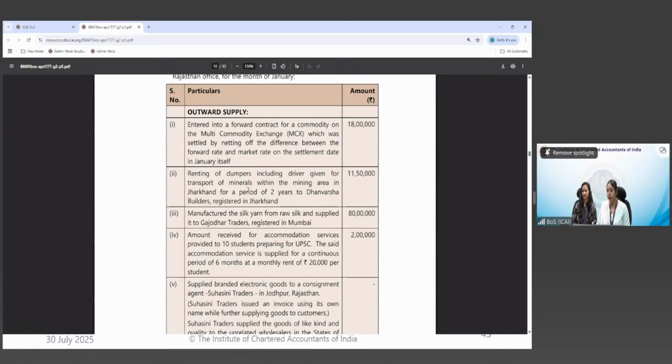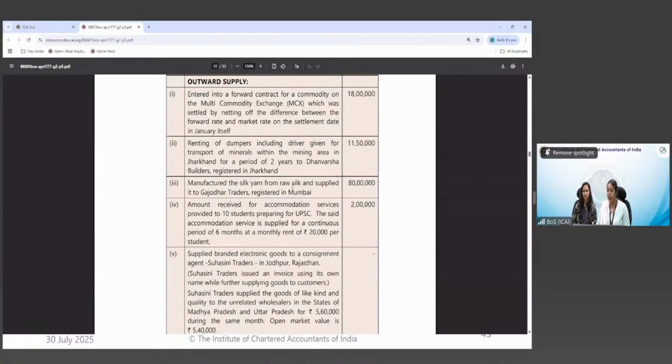Renting of dumpers with driver given for transport of minerals within the mining area. Now, this is a normal taxable supply. Manufactured silk yarn from raw silk and supplied it to Gajodhar Traders registered in Mumbai. Can you tell us whether it is a reverse charge supply or a forward charge supply?